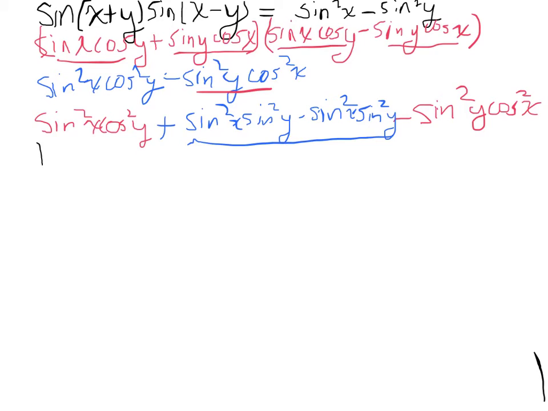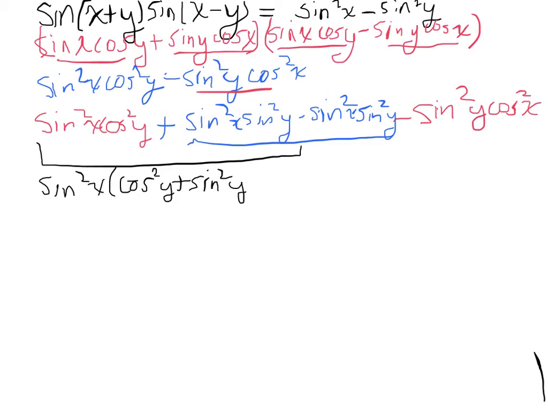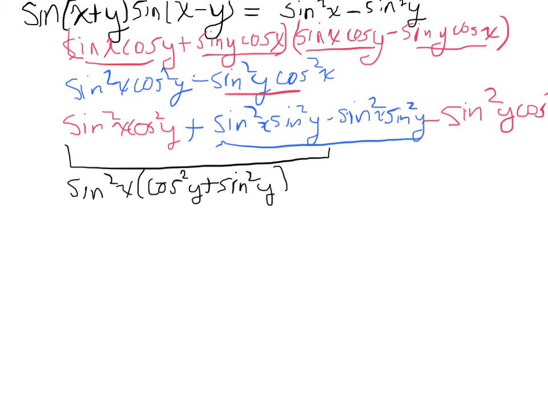So in this part, we're going to factor out a sine squared x. And that's going to give us cosine squared y plus sine squared y. And over here we're going to factor out minus sine squared y. So that's going to give us minus sine squared y, which we're going to factor out, and that will give us sine squared x plus cosine squared x.